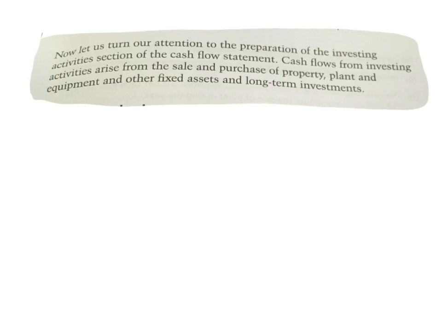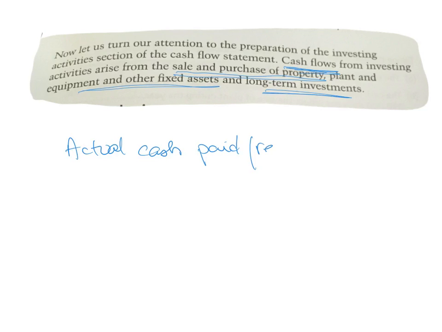Okay, so basically this is a piece from the textbook, and it's saying that cash flows from investing activities arise from the sale and purchase of property, plant and equipment, and any other fixed assets along with long-term investments. So what we're looking at is the actual cash that we either paid or received from sale of any fixed assets or investments.